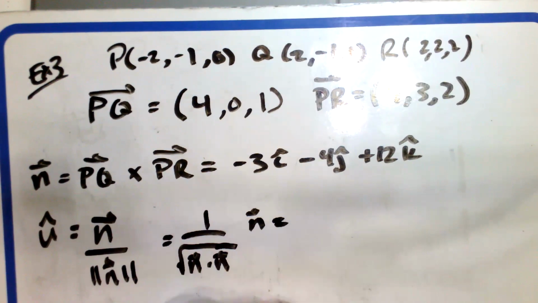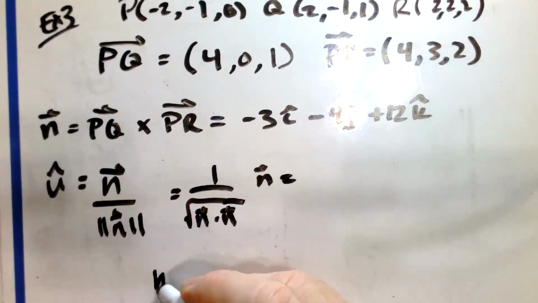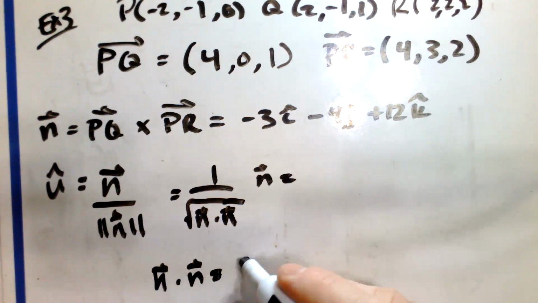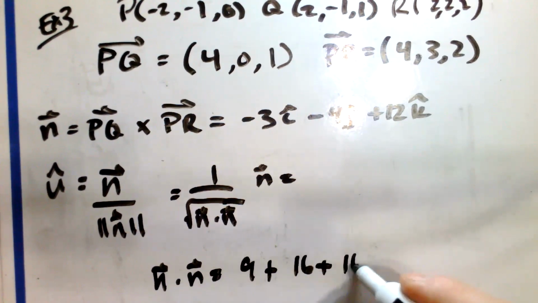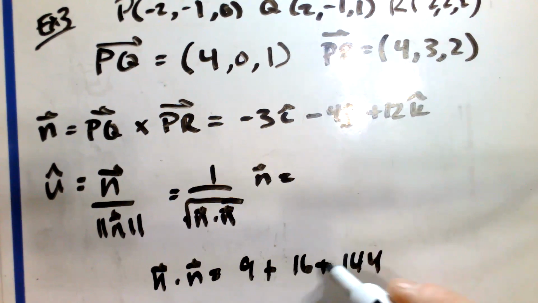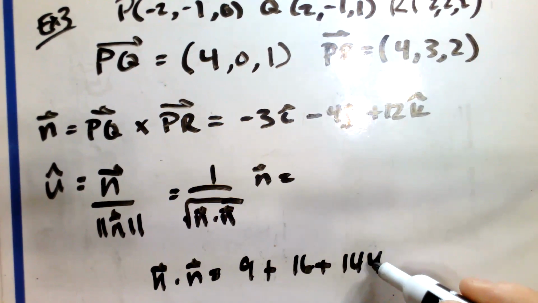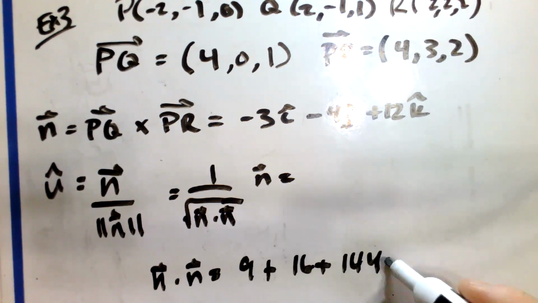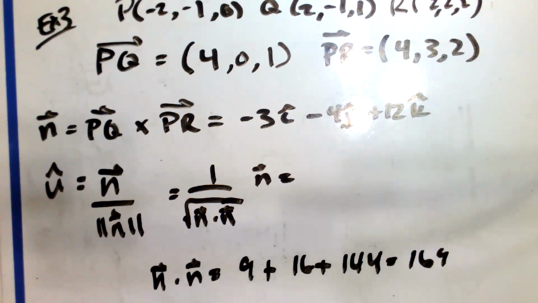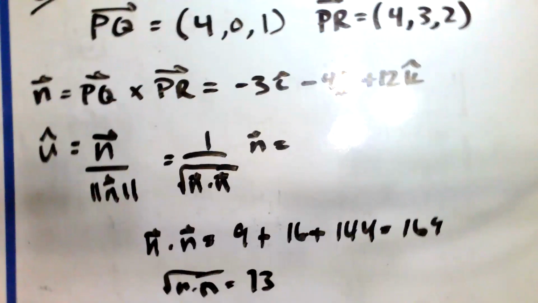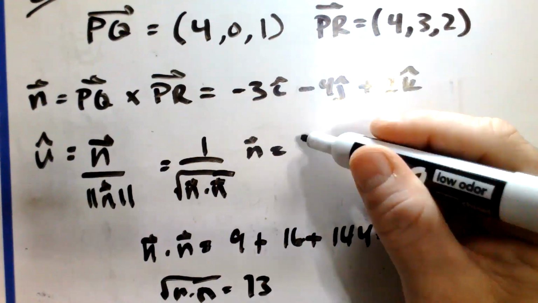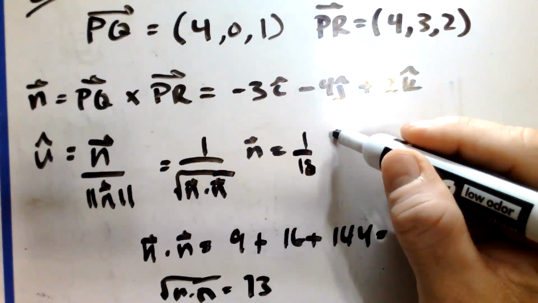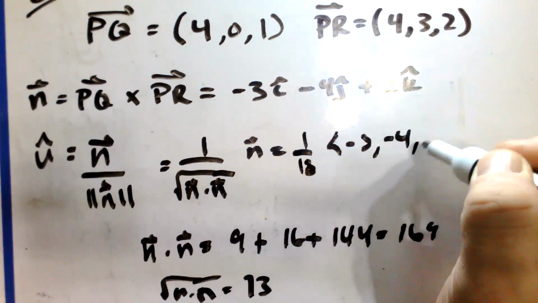So n dotted with n is going to give me 9 plus 16 plus 144. What is that? That's 6, 10, carry 1, that's 4, 5, 6, so 160 plus 9 more, so that's going to be 169. And then the square root of that is 13. All right. Well, that turns out to be a nice number. Okay, so it's a perfect square. And so then we have 1 over 13 times -3, -4, and 12.